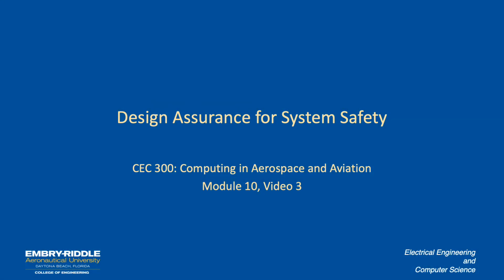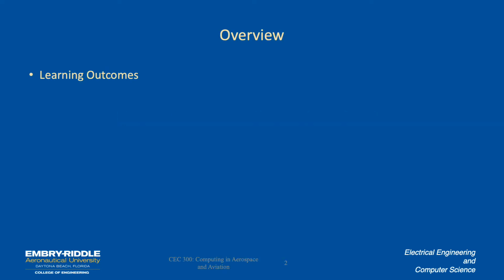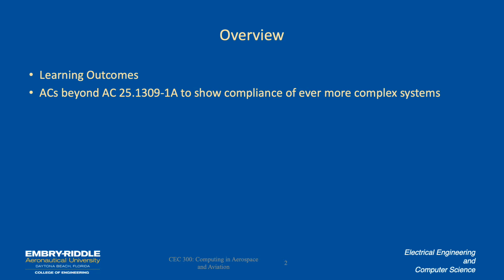Okay, in this video we're going to look at design assurance as a way of achieving system safety. First we'll review the learning outcomes, and then we'll look at advisory circulars after 25.1309-1A to show compliance of systems that are even more complicated.